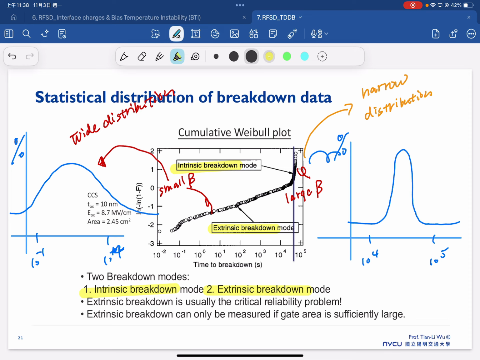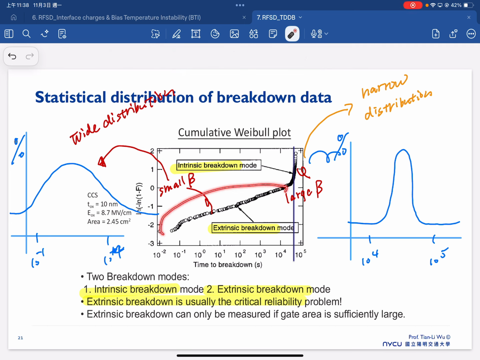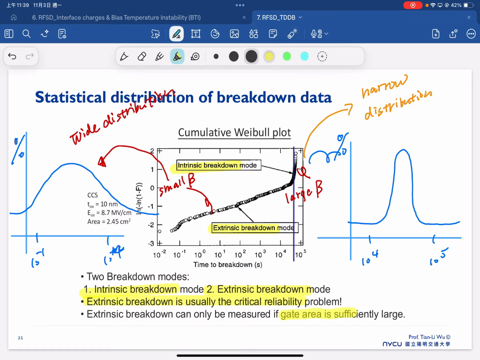Normally, the extrinsic breakdown is a critical reliability problem because you will see that lots of the devices actually will break down in this range. Some devices break down in 0.1 second, 1 second, 10 seconds, and only the intrinsic can survive beyond 10 to the 4 seconds here. And then the extrinsic breakdown can only be measured if the gate area is sufficiently large.